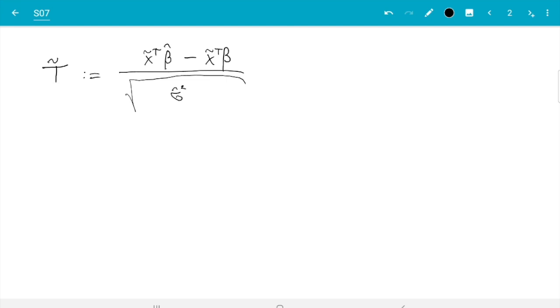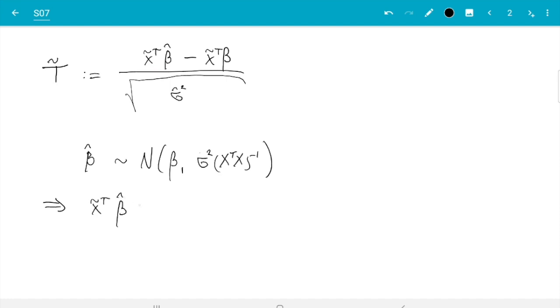So numerator, we know beta hat is normally distributed with mean beta and covariance matrix sigma squared (x transpose x) inverse. And we know how normal distributions transform under linear mapping. So if I multiply a matrix from the left, and if I multiply this 1 times (p plus 1) matrix x twiddle transpose, a row vector, then what we get is the mean is just multiplied with the thing.